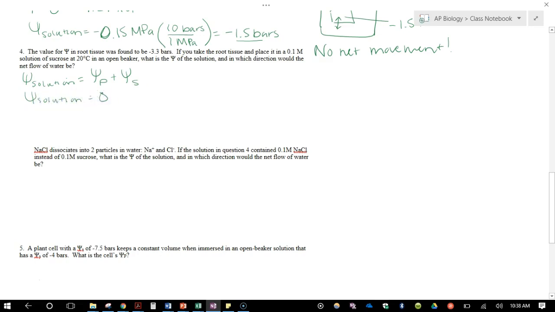My pressure potential, we're in an open beaker, so that's going to be 0. And then I'm going to have to figure out what the solute potential is. So let's come over here for a second and we'll calculate the solute potential. So we're using the equation negative iCRT. Okay, so this is a negative value based on the ionization constant, based on the molarity, our pressure constant, as well as temperature. So this equals negative. Our i should be 1.